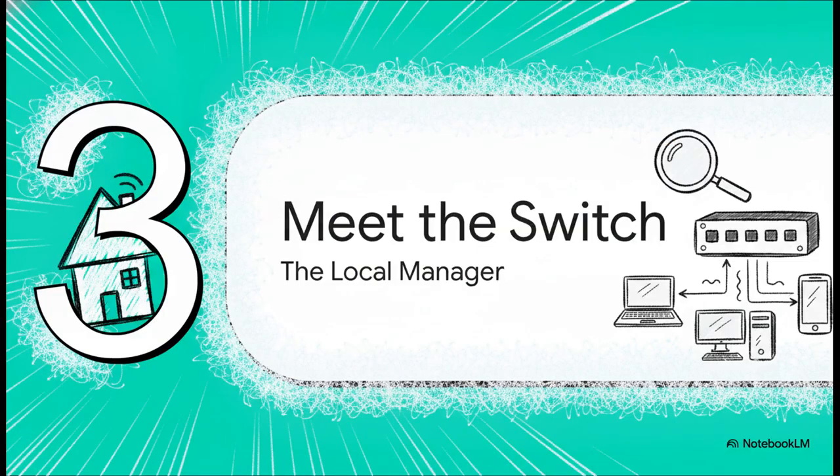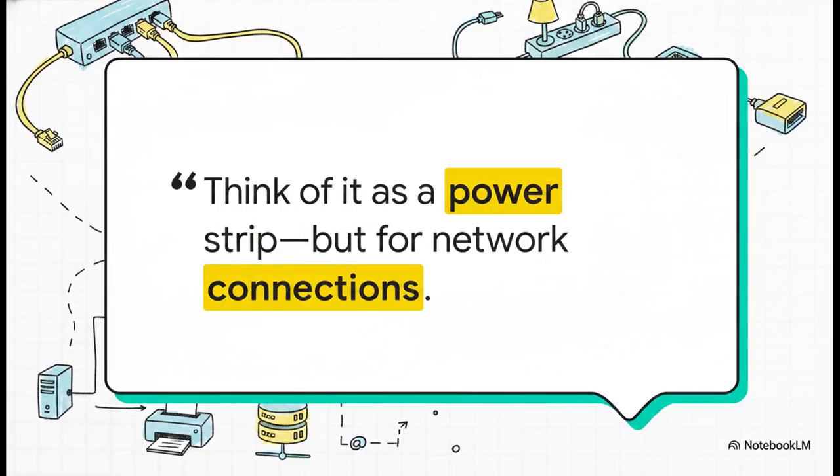Moving on to Section 3, Meet the Switch. Now that we've got a handle on how the router manages the highway to the internet, let's zoom back into your house and meet the local traffic manager. The most practical way to think about a switch is like a power strip, but for network connections instead of electricity. Let's say you have an office with a PC, a shared printer, and a local file server, and they all need to share files and print documents quickly and reliably. Well, a switch connects them all together in one central place.